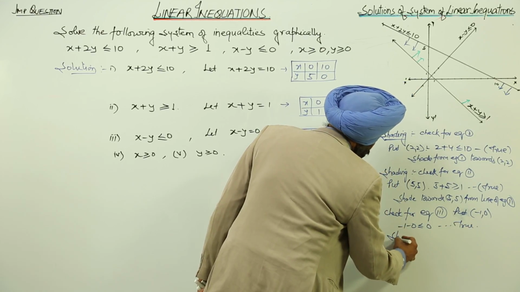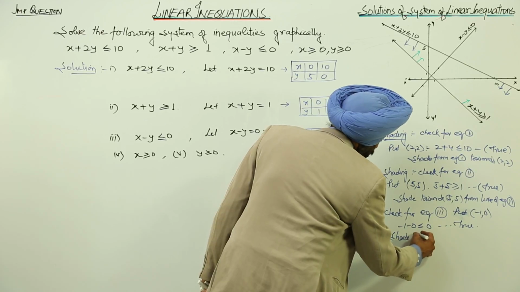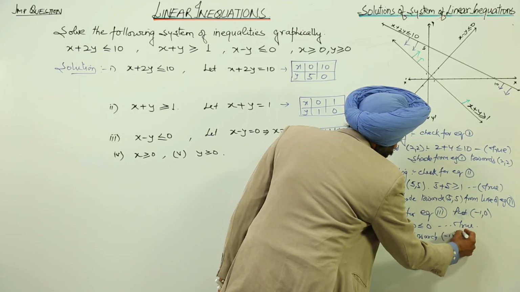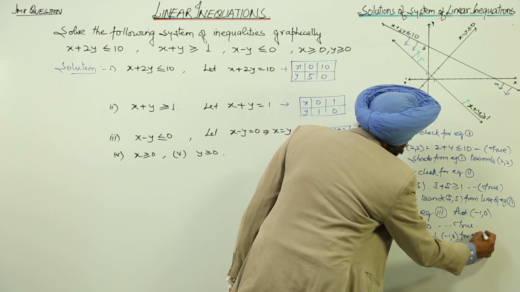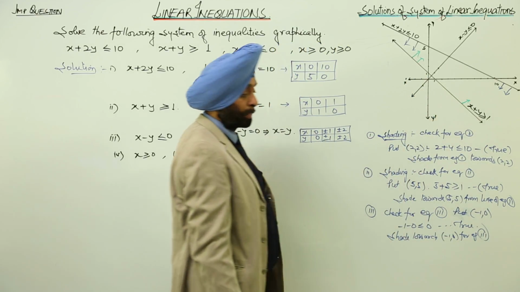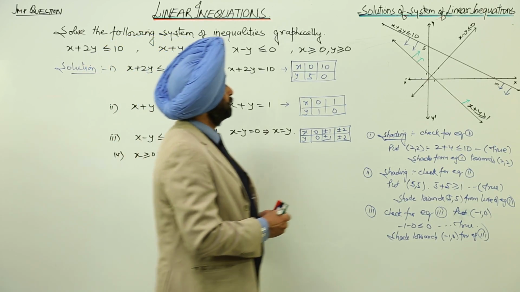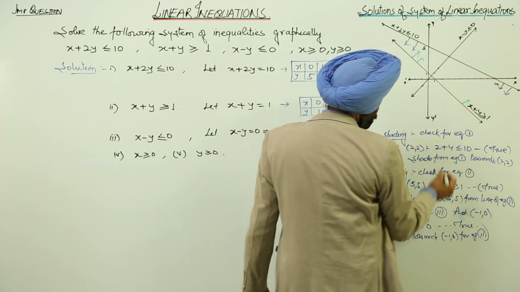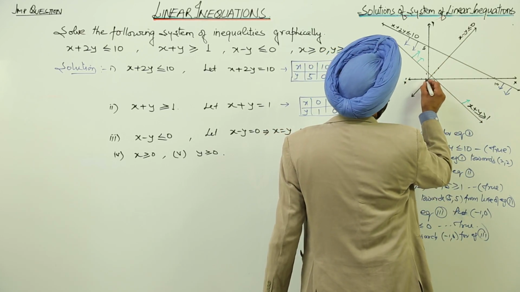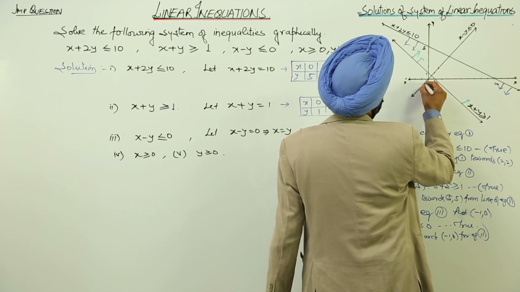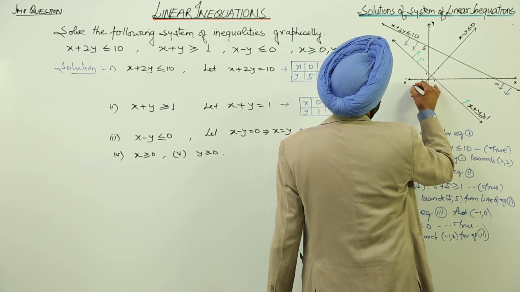So shade towards minus 1 comma 0 for equation 3. Is it clear? So where is equation 3? Now this is the equation 3. Now minus 1 comma 0. So minus 1 is where? Here it is minus 1. Okay. So it means shading will be towards this side.